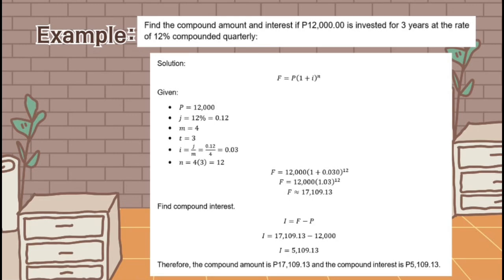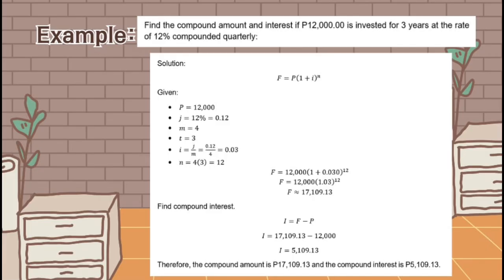So, let us substitute it in the formula. We have F equals 12,000 times (1 plus 0.03) raised to the power of 12, and simplify the quantity. So we have 1.03 raised to 12. So we have approximately 17,109 and 13 centavos.